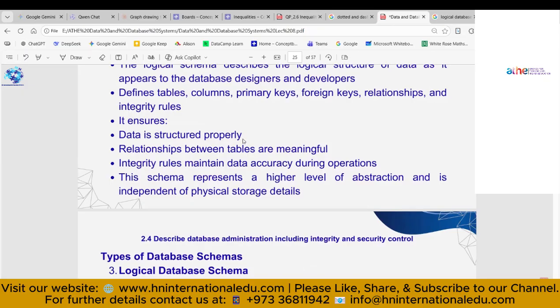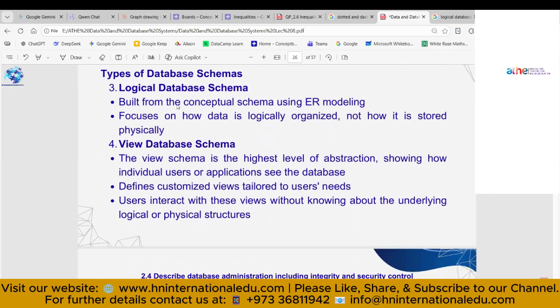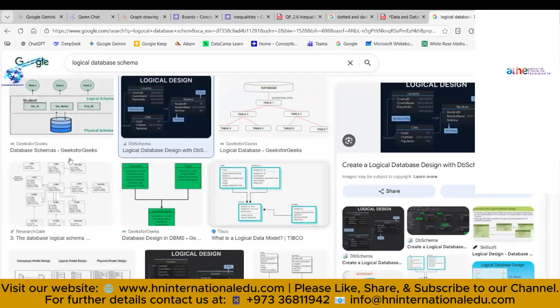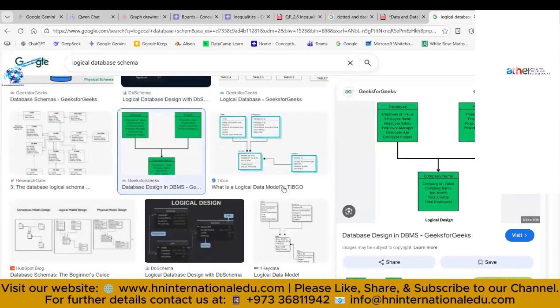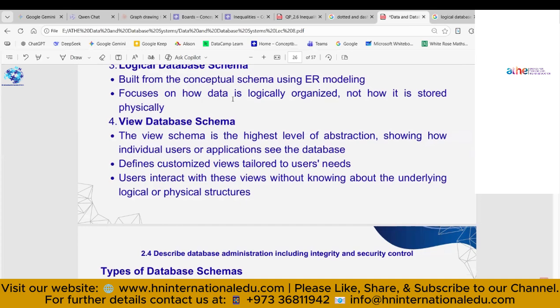This ensures that data is structured properly, relationships between tables are meaningful, and integrity rules maintain data accuracy during operations. So this schema represents a higher level of abstraction and is independent of physical storage details. It is built from the conceptual schema using ER modeling. So as I said, you will use the ER model to build your logical schema or logical design. This is how it looks. So you convert from an ER diagram to a logical database design. This focuses on how data is logically organized, not how it is stored physically, because physically it will be stored on the disk, but differently.